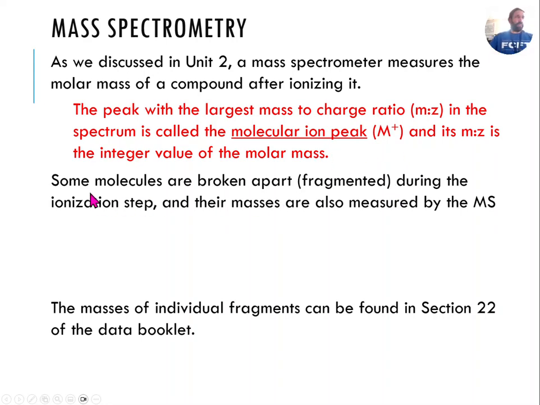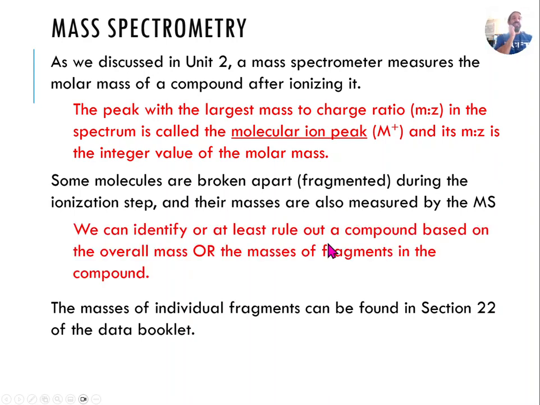Because some of the electrons in the chemical bonds are knocked off by the X-rays, some of the molecules that are put in the sample are fragmented. They're broken apart. The masses of each fragment will also appear in the mass spec.